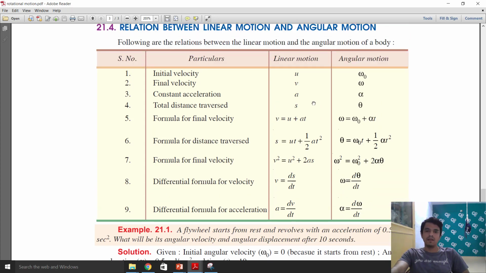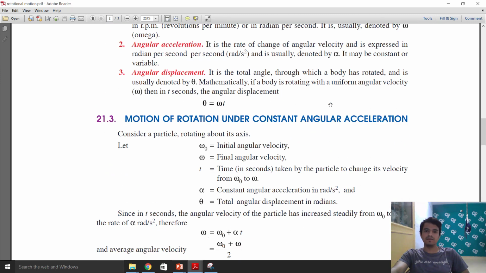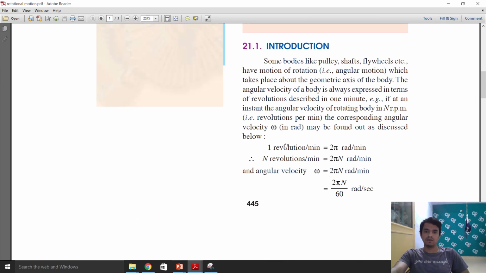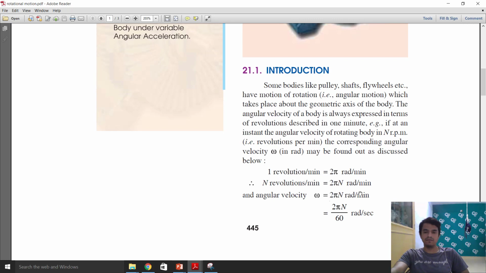Remember, the methodology for solving numericals will not change; it remains the same. The only difference is the units. If the velocity is given in revolutions per minute, you have to convert it into radian per second. Only that is the difference.